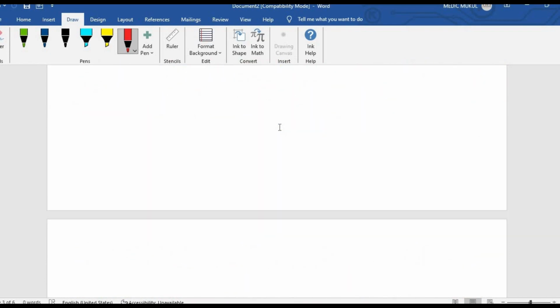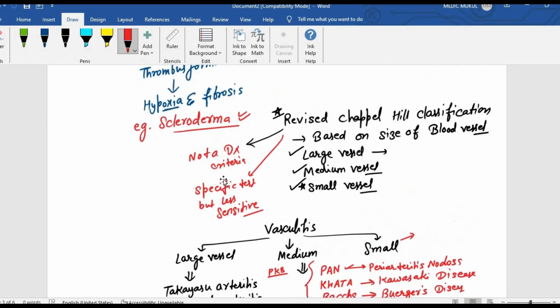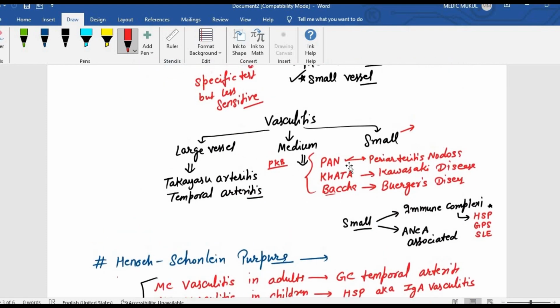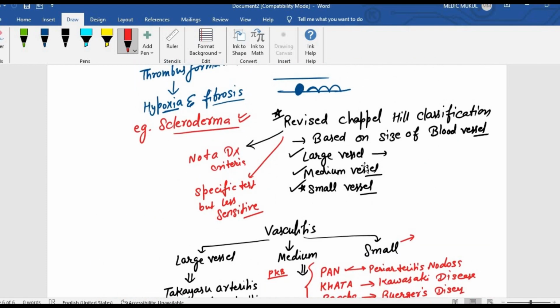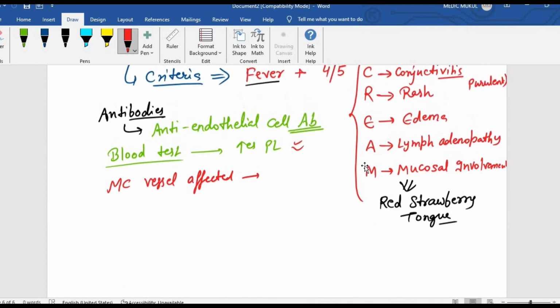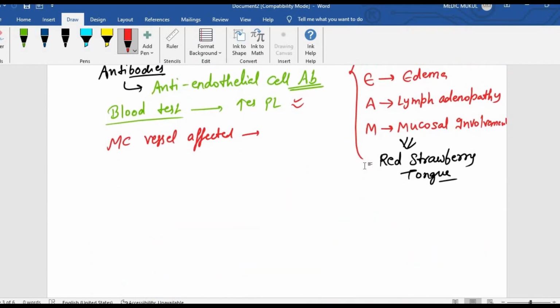So we can see also here that we studied the medium vessels. So the most common vessel affected in Kawasaki is the coronary artery. The coronary artery will be the most common vessel affected.